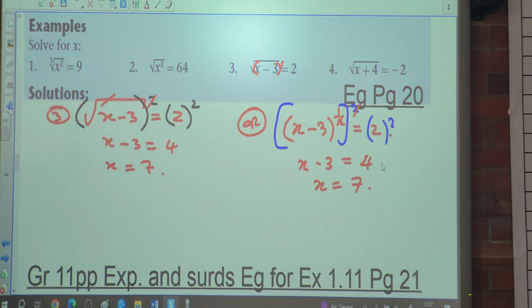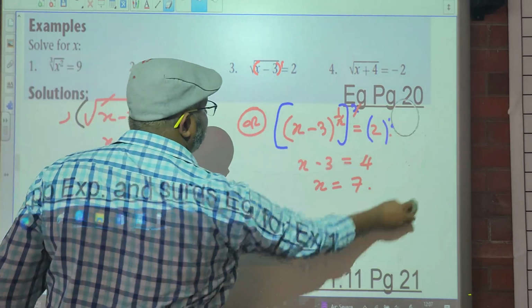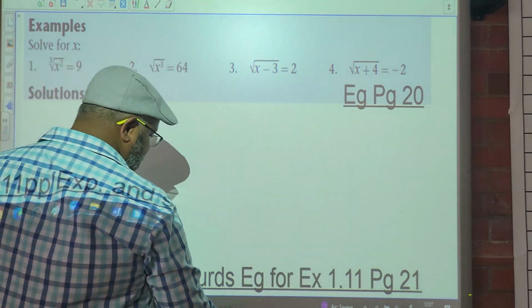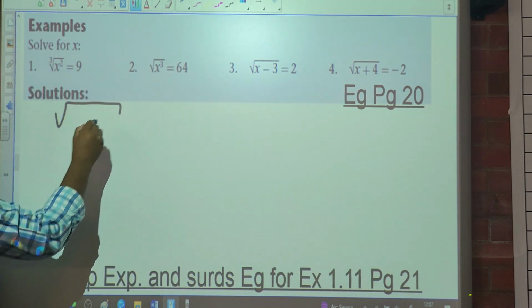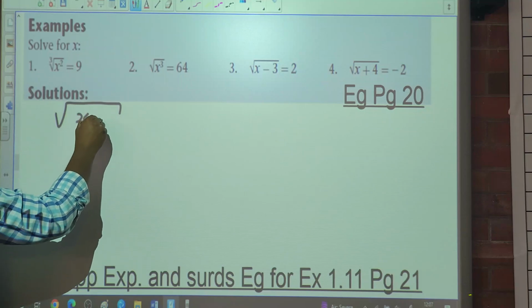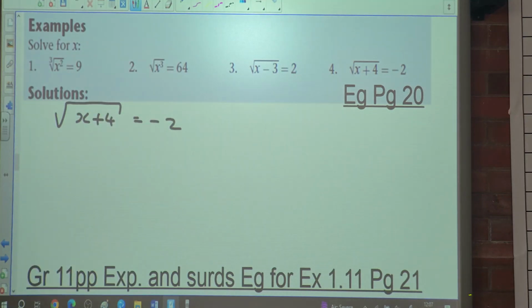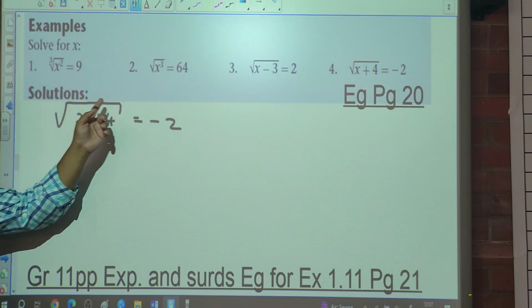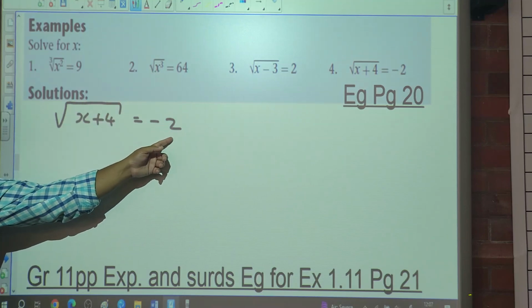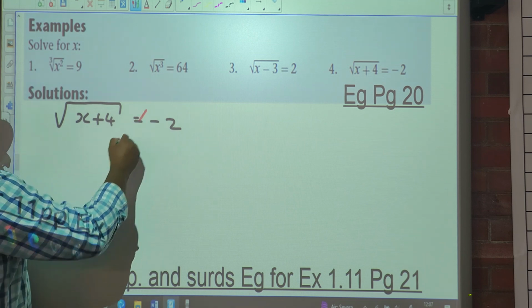Okay. Look at number 4. You've got the square root of x plus 4 equals negative 2. So what do I do first? Square both sides, no? But what did we say about the root? From a root you'll never get a negative. But here's a negative, so what does that mean? No solution.